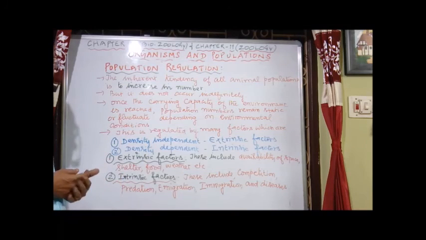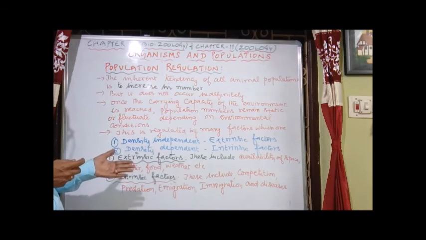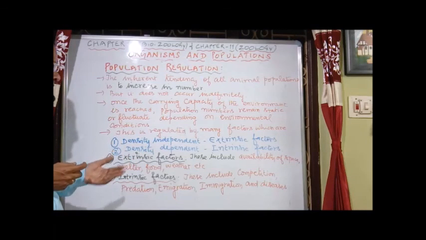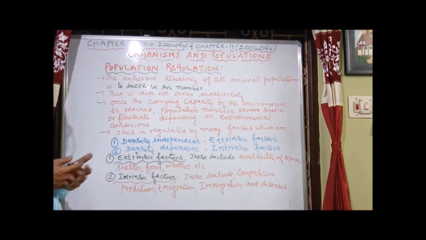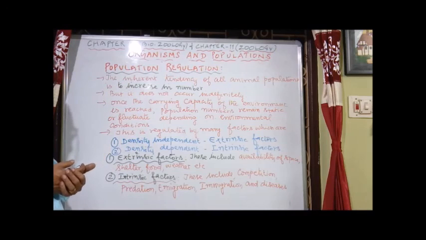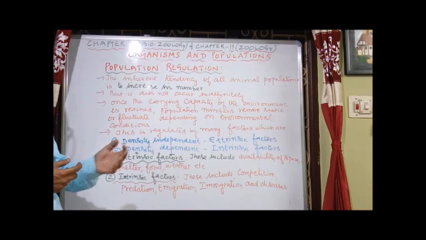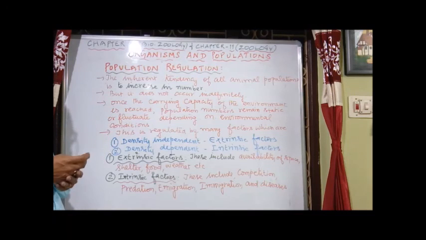And what are the intrinsic factors that regulate population? These include competition between individuals, then predation, where a carnivore gets its prey. Emigration is the movement of individuals away from the population. Immigration is the movement of individuals into the population. And there is the spread of diseases, which reduces the number of individuals by death. So both extrinsic and intrinsic factors regulate the population, because of the carrying capacity. Once the carrying capacity is reached, the population is either static or fluctuating in numbers and size.